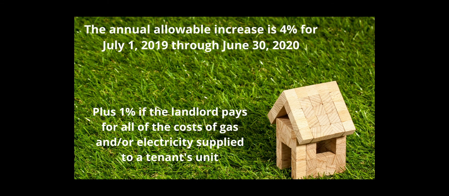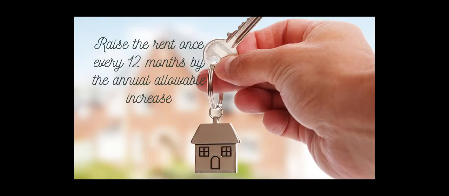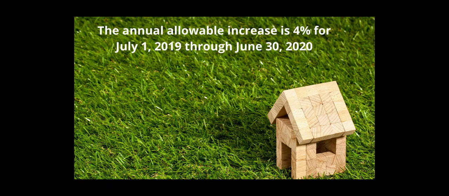But let's see what the allowable rent increase is. The big question always with rental units is how much you can increase rent. And there is no really short or quick answer. The answer is, it depends. So let's look at what it depends on. Currently, the calculated annual increase percentage effective July 1st, 2019 through June 30th, 2020 is 4%.